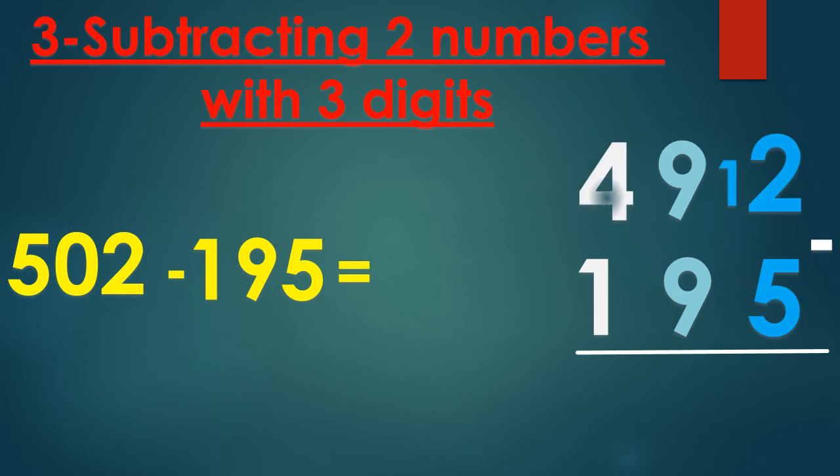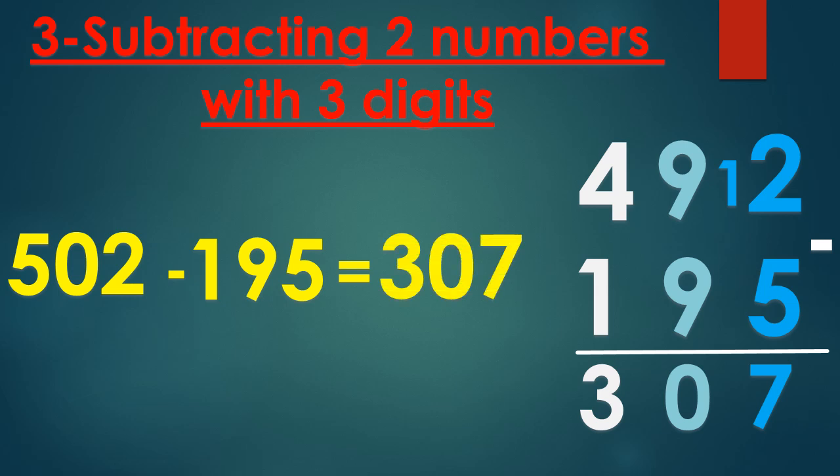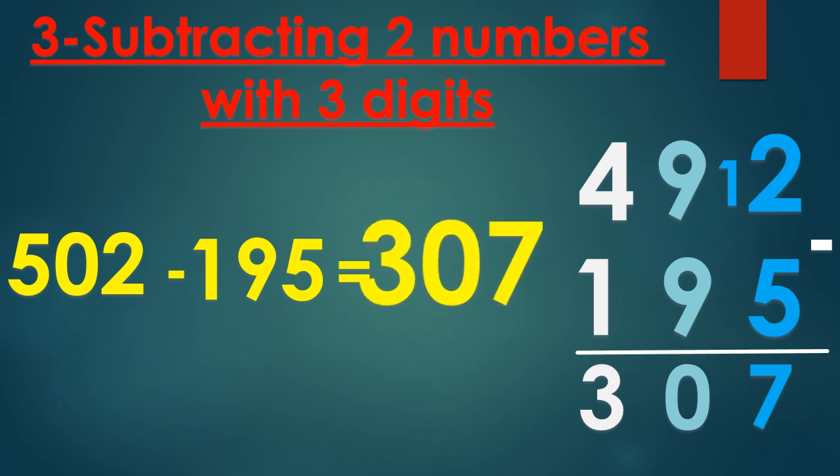Then we start subtracting. 12 minus 5 is 7. 9 minus 9 is 0. 4 minus 1 is 3. The answer is 307.